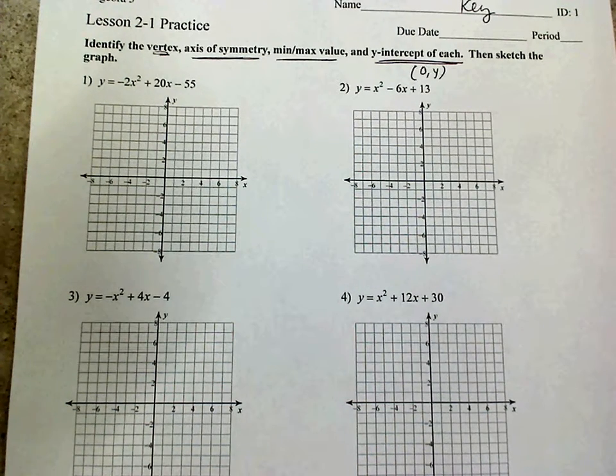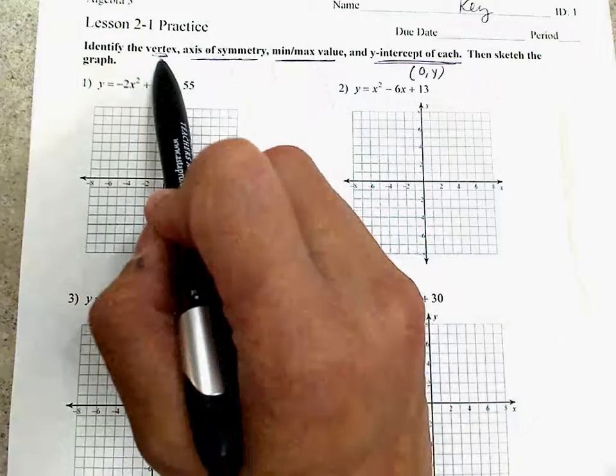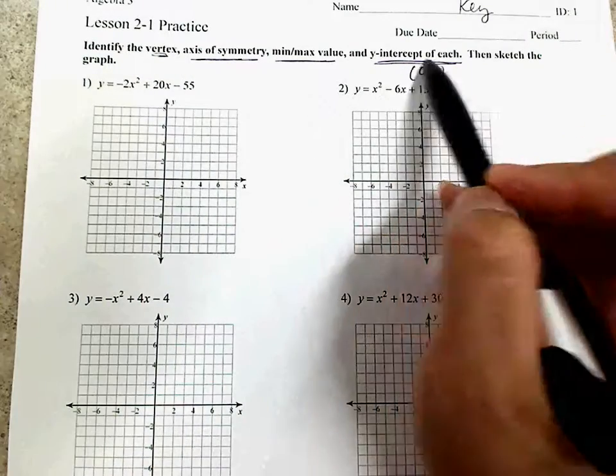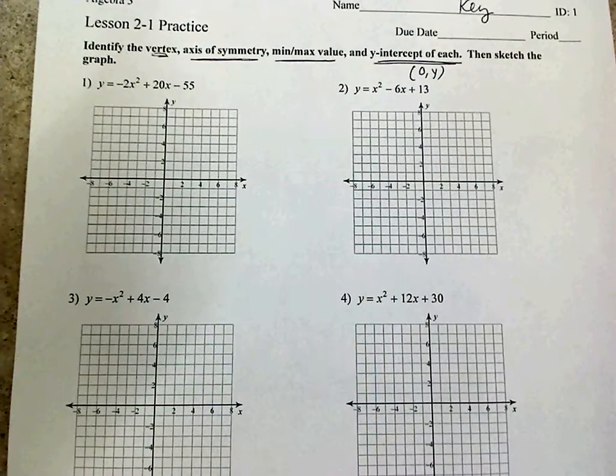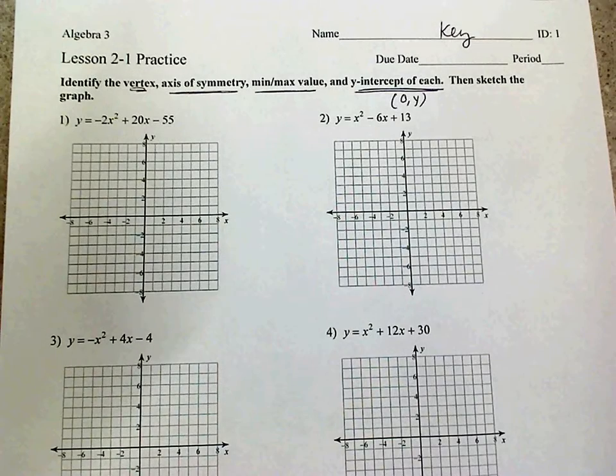All right, guys, this is lesson 2-1. We're going to do number 1 together to get you guys started. It says to identify the following: the vertex, the axis of symmetry, minimum, maximum value, and the y-intercept of each. Now, if you want, you can get out your calculator, okay? Let me find mine. Here we go.